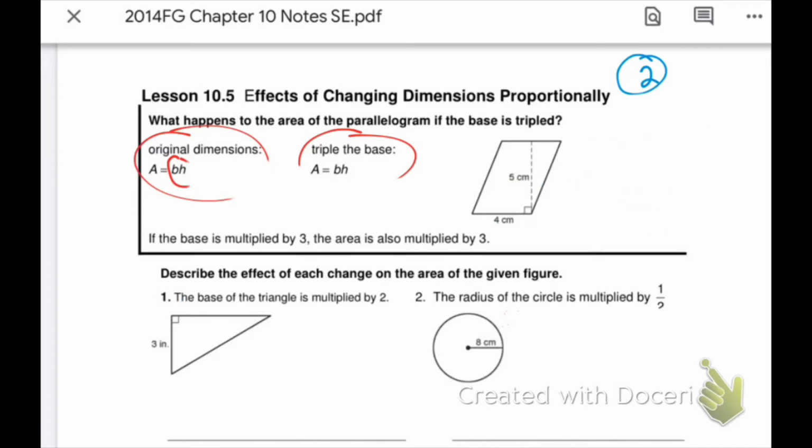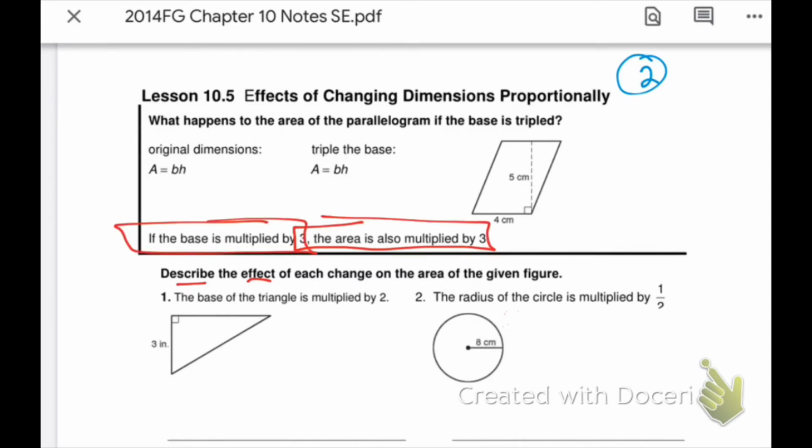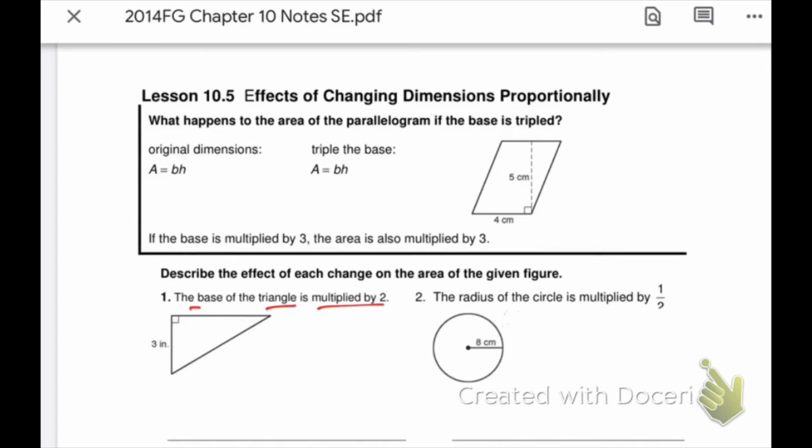Erase some of this. Alright, example 1. Describe the effect. When it says describe, this is basically what it's referring to: if the base is multiplied by 3, the area is also multiplied by 3. That's your description of the change. So describe the effect of each change in the area. Make sure you know what you're solving for. Here we're solving for the area of the given figure. So, example 2, the base of the triangle is multiplied by 2.